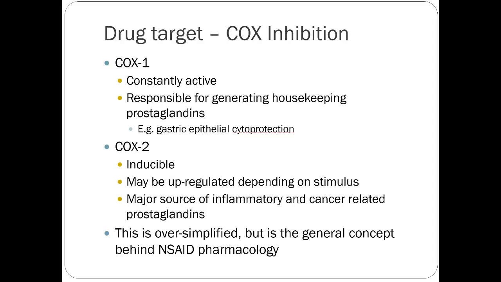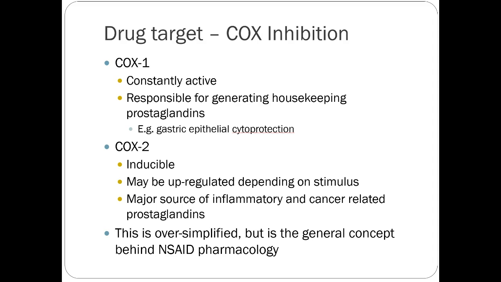Okay, so what about COX-1 versus COX-2? COX-1 is our constantly active cyclooxygenase enzyme. It's responsible for generating housekeeping prostaglandins and has gastric epithelial cytoprotection. So it's a good one. We don't really want to inhibit COX-1. It doesn't really do us a whole lot of good to stop it, but most of our drugs do that because they aren't selective for one or the other. Or at least they're somewhat selective, meaning they might do a little bit more COX-2 than one, but they're all going to hit COX-1 a little bit with the exception of one drug.